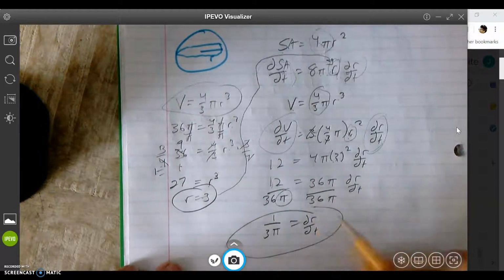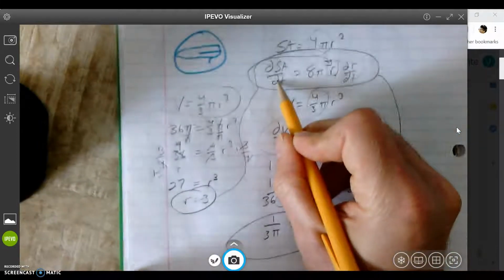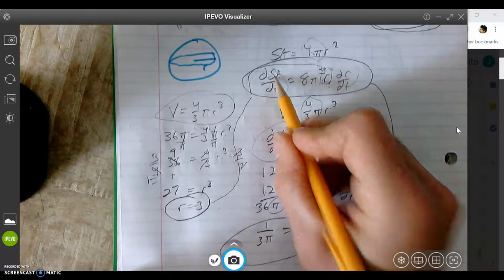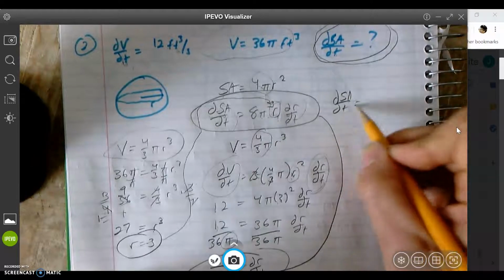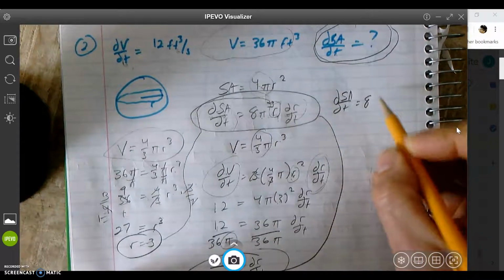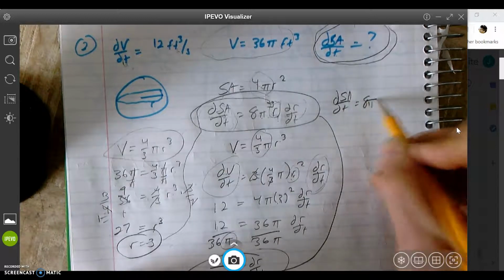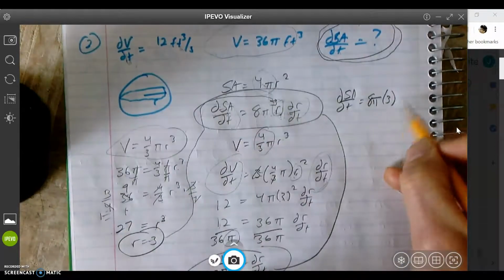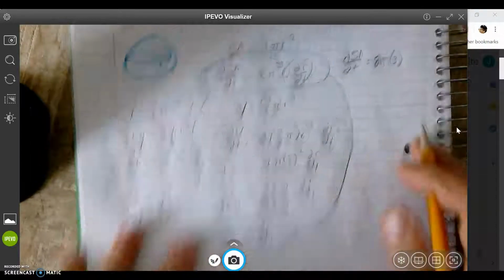So now, finally, we can start doing this. This is what I need, because I need dSA/dt, the change of the surface area over time. Okay. So the derivative of the surface area over time equals 8 pi r. r is 3. And dr/dt right here is 1 over 3 pi.